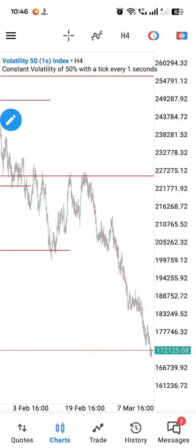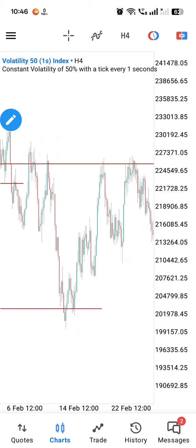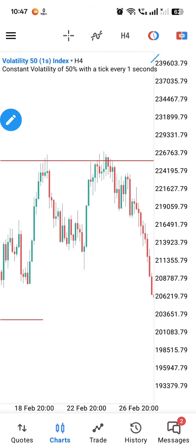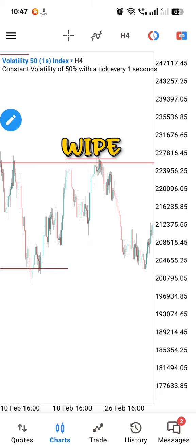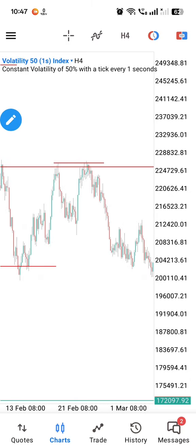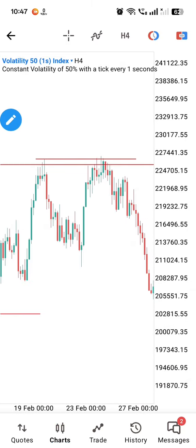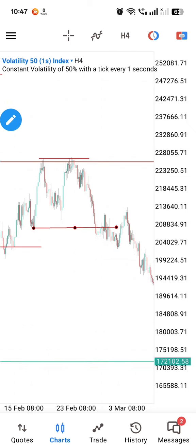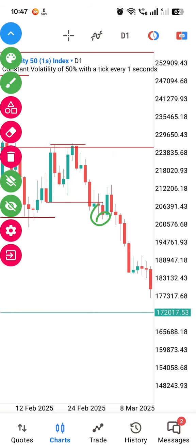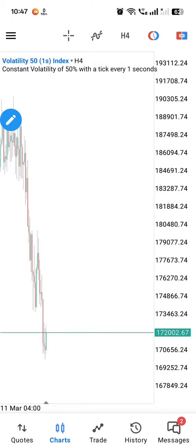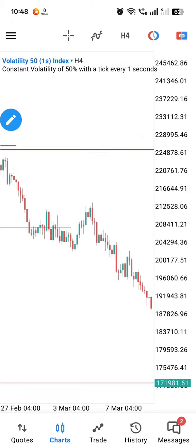So after it tapped the mitigation block, it had sort of two tests there, and gave us a wipe. It had a first initial reaction, then it had another test. That's when it dropped down to confirm the sell by breaking structure below that low. After it broke structure, of course, it wanted to return back up into the range to drop down, but it didn't shoot back up too much. It didn't go too far.